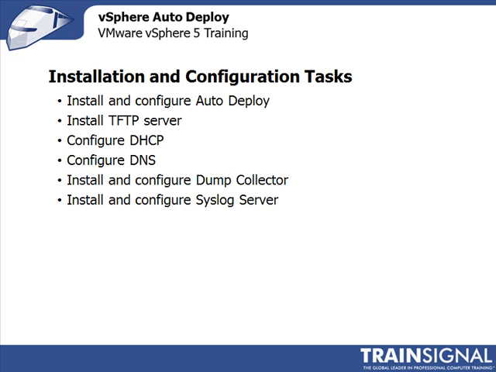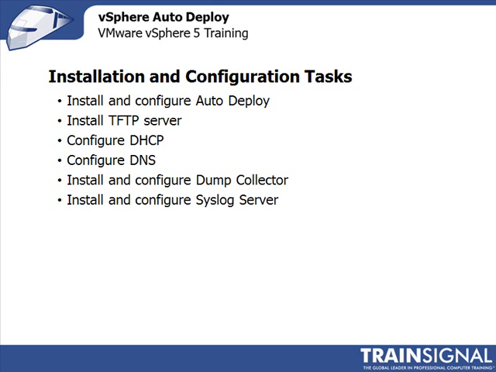Now, let's talk about the installation and configuration tasks that we're going to cover in this lesson. We're obviously going to install and configure auto deploy. We're going to install and configure a TFTP server. In my case, and I'll show you this in the next slide, we're going to download and use WinAgents TFTP. You can feel free to use TFTPD. Windows 2008 has a TFTP server, so use whatever TFTP server you're comfortable with. I just find that one a little easier to use.